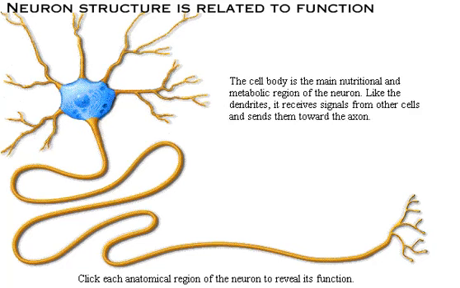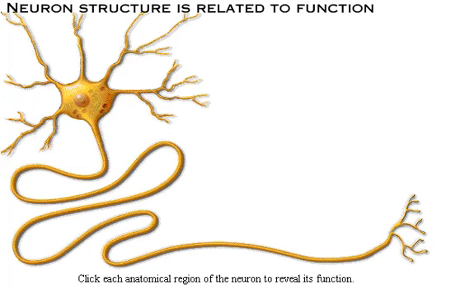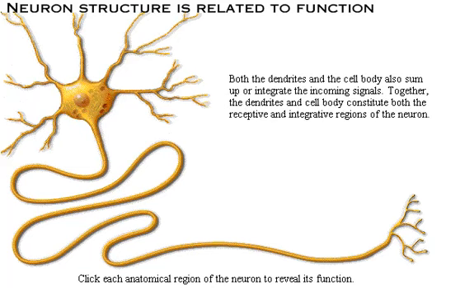The cell body is the main nutritional and metabolic region of the neuron. Like the dendrites, it receives signals from other cells and sends them toward the axon. Both the dendrites and the cell body also sum up or integrate the incoming signals. Together, the dendrites and cell body constitute both the receptive and integrative regions of the neuron.